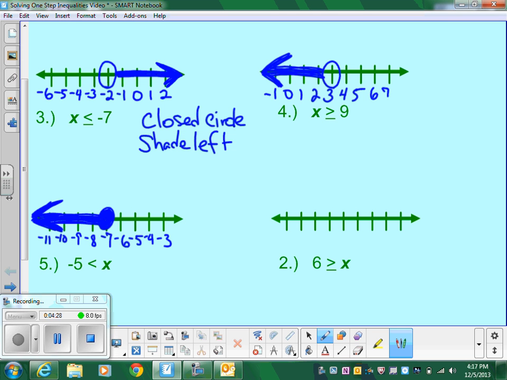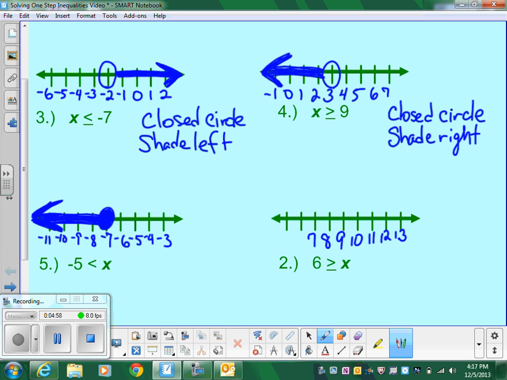Let's move on to example 4. Once again, variable is isolated and on the left side, so we can look at our inequality symbol, which is a greater than or equal to symbol. That means our circle is closed, and we shade to the right. Because all of the values that are greater than 9 are on the right of 9. And of course, once again, color in an arrowhead.